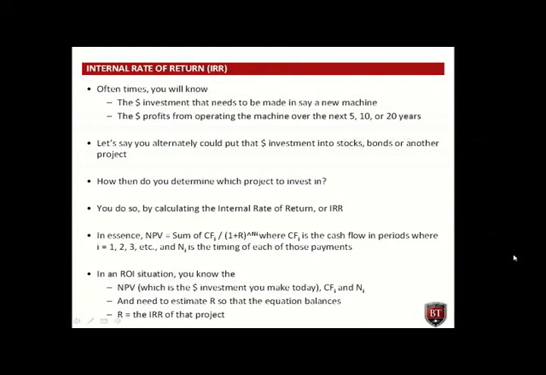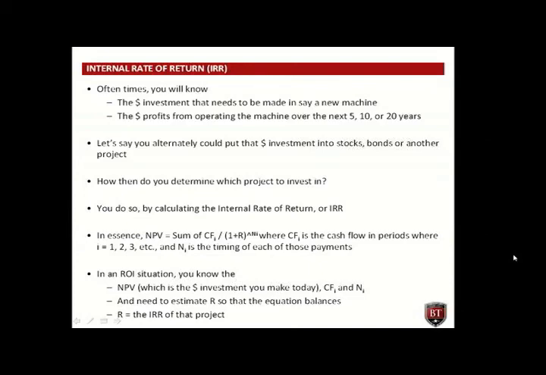Now, another important financial formula is the internal rate of return. And let's illustrate this with an example. Let's just say that you have a certain amount of money that needs to be invested, and you know that there's a fixed dollar amount that you need to put in today, and that you are going to get a series of profits from operating this machine for the next 5, 10, or 20 years. Alternately, you could put that money into stocks or bonds or something else. So how do you determine if you're better off putting that money into the machine, or if you're better off putting it into, say, a bond that gives you a certain rate of interest?